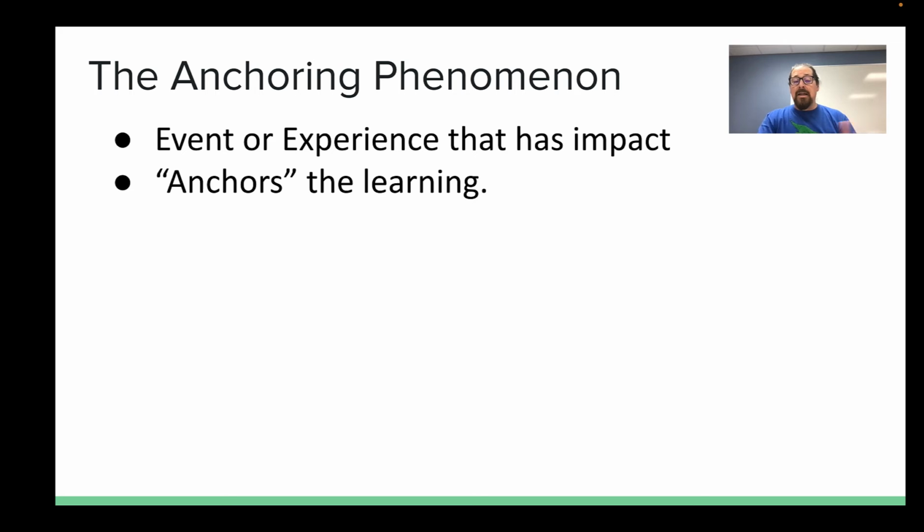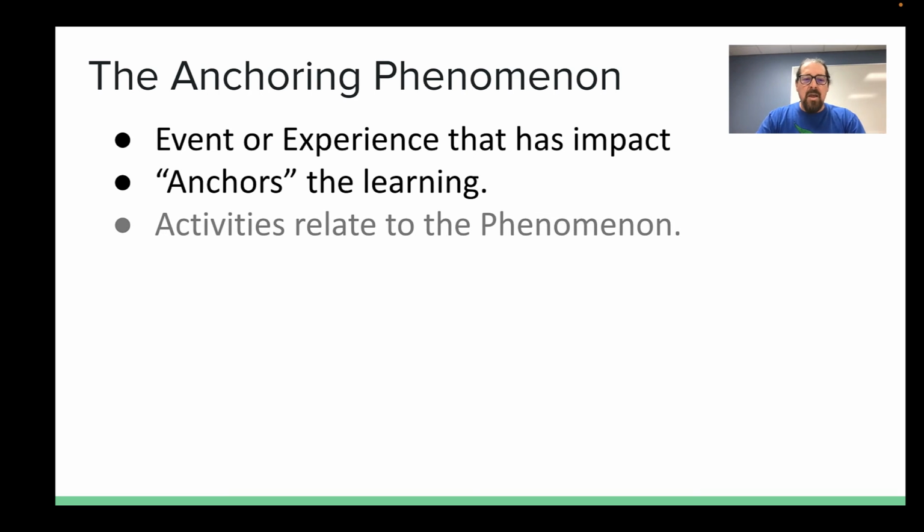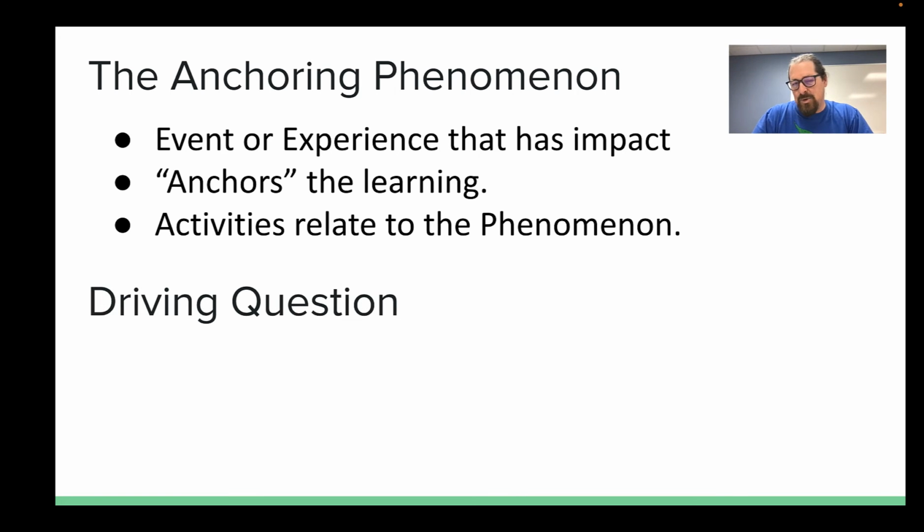It does need to connect obviously to the learning itself, because this will be the anchor that you keep going back to as you go throughout the unit. So as you do a lesson, you might say, now remember, our anchoring phenomenon was this, and how does this relate to that? How does this help us to think about that particular aspect? So it's just something for the students to tie into as they go through the learning. It helps them to scaffold their learning. And obviously, all of the activities need to relate to the phenomenon. Not all of them, but that's the ideal situation in an ideal world.